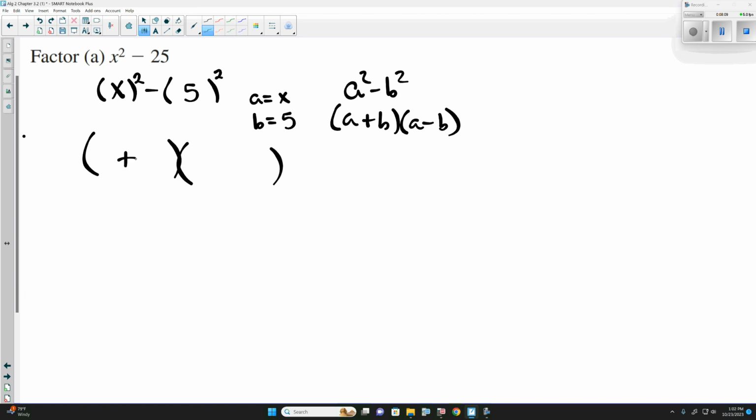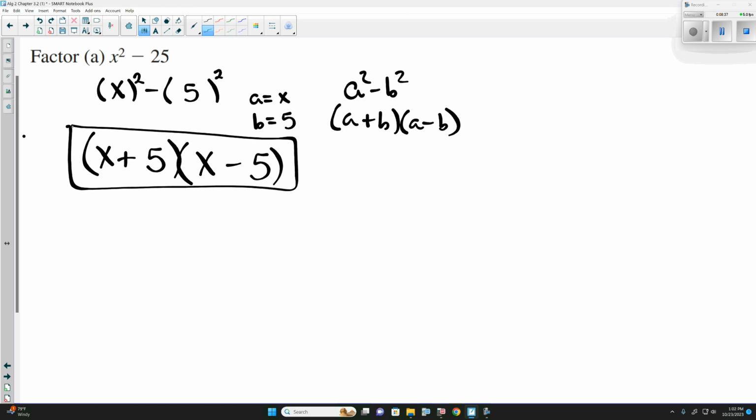So when we factor this, we have a plus b and a minus b. Well, a is x and b is 5, so we'd have x plus 5 times what? X minus 5. Questions on this here? We're ready for the next one.